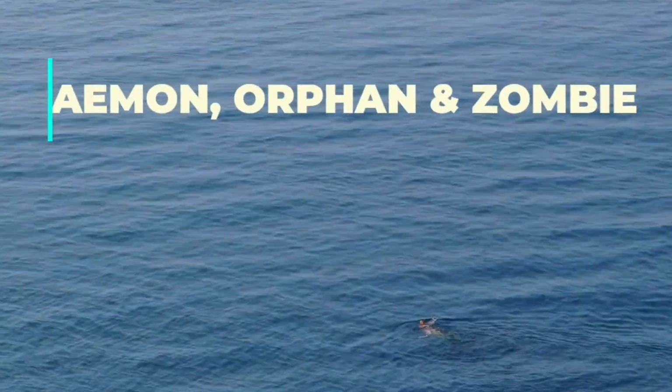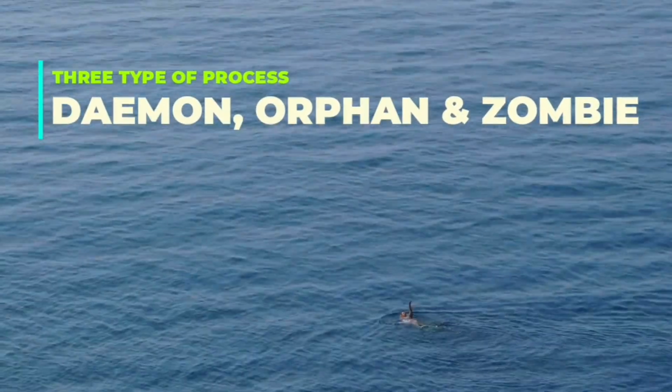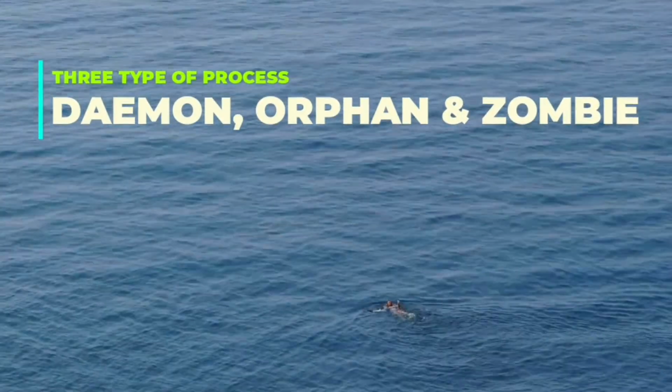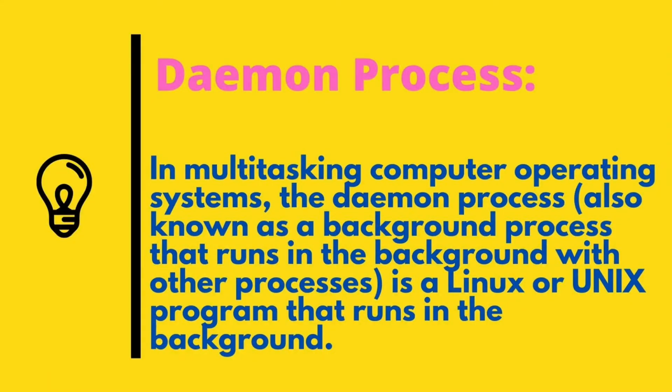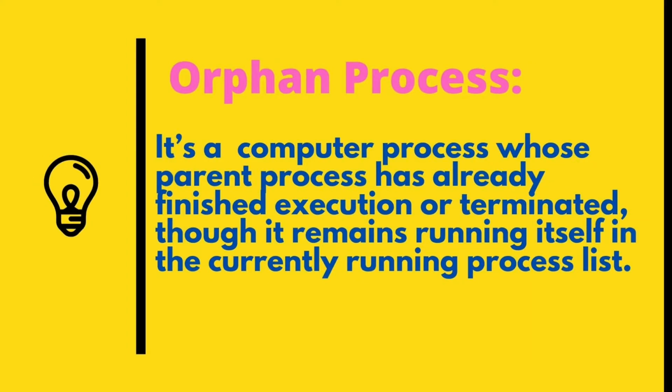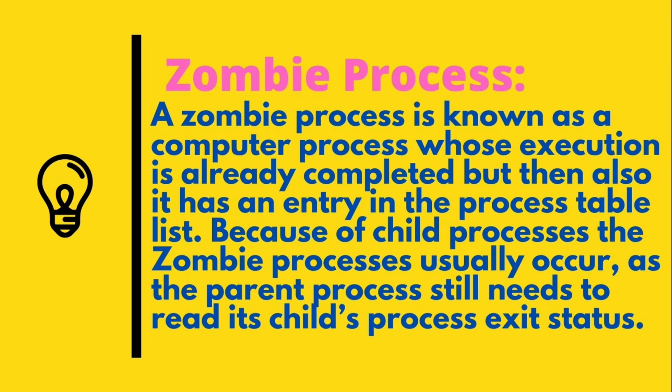In today's video, we're going to discuss types of processes. In our previous video, we learned how to create a process using the fork function. In today's session, we are going to learn about types of processes. There are basically three types of processes: daemon process, orphan process, and zombie process. First of all, we are going to start with daemon process.